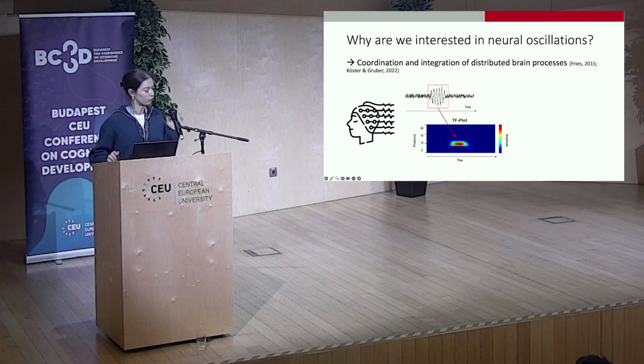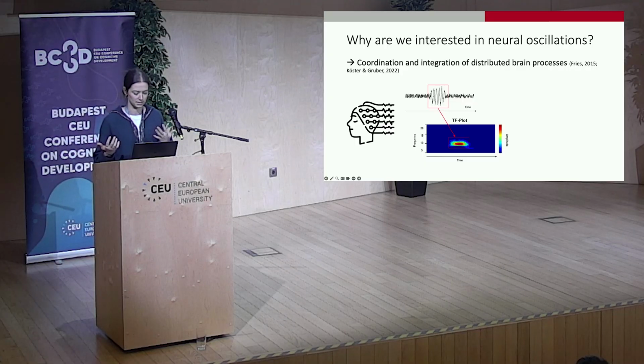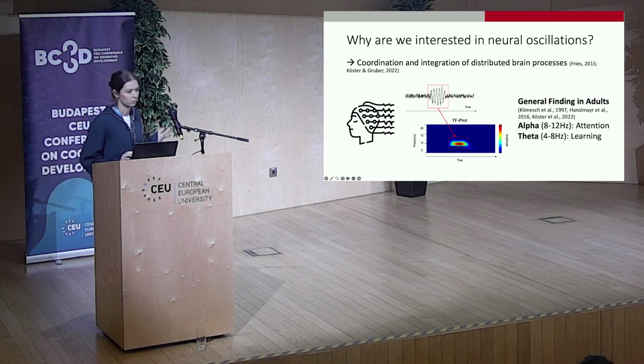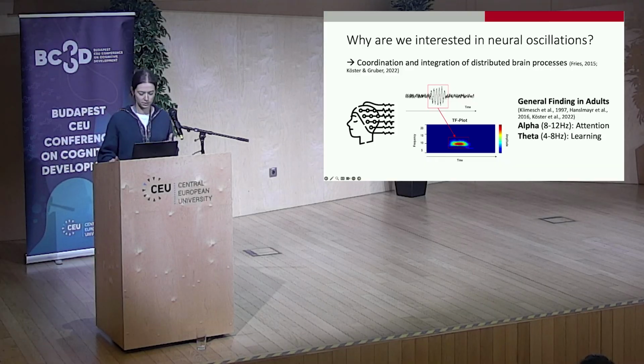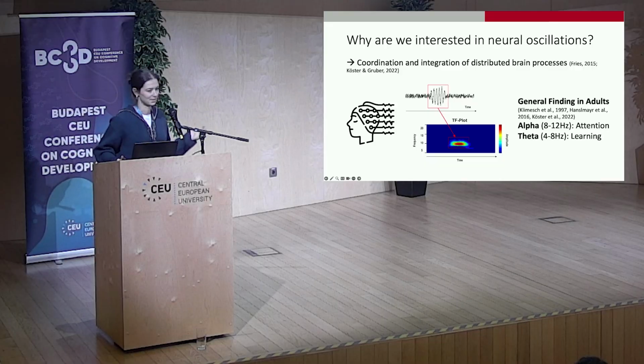Typically, individual frequencies are grouped together in so-called frequency bands, and these frequency bands are associated with various cognitive processes. Here are some of the classical findings in adults. The theta rhythm, which is 4 to 8 hertz, is typically associated with learning. It's an active learning frequency band, amongst other things. And the alpha frequency band, that's 8 to 12 hertz, is typically associated with attention in adults.